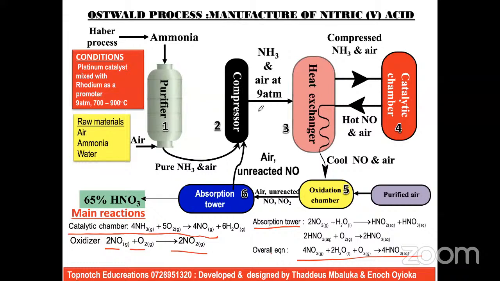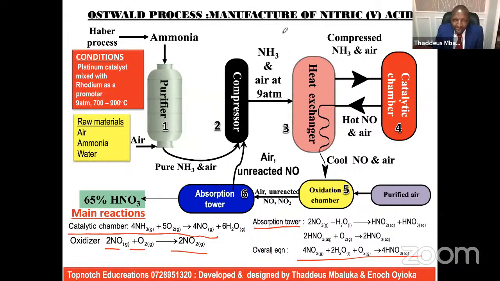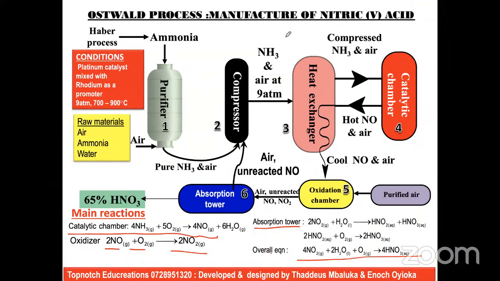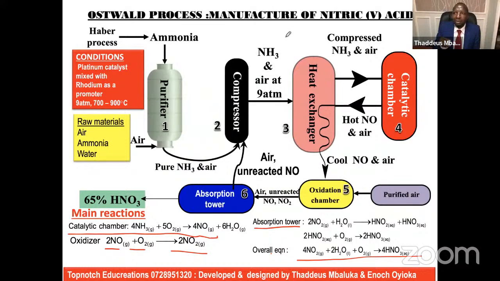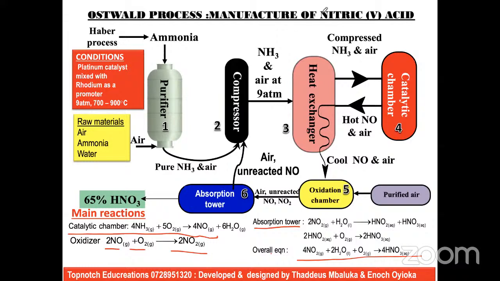Yes. When you're told to give the use, say it is used in manufacture of ammonium nitrate, or it is used in manufacture of nitrogenous fertilizer. That's the most correct answer. It's also used in manufacture of explosives like TNT. And what is the meaning of TNT? Trinitrotoluene.